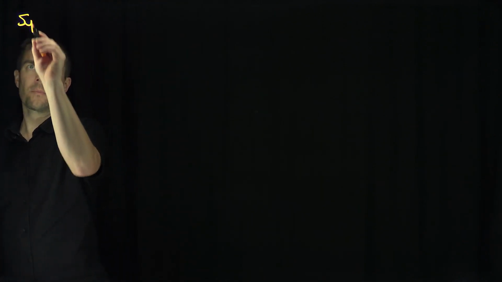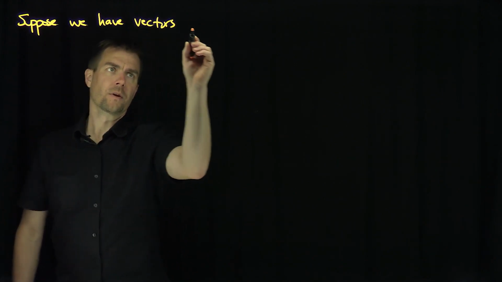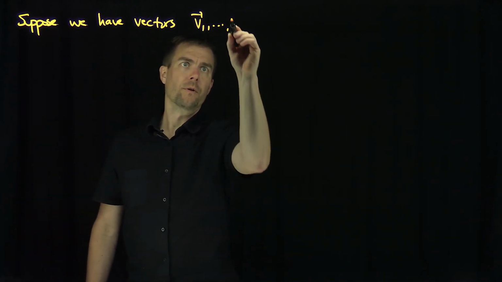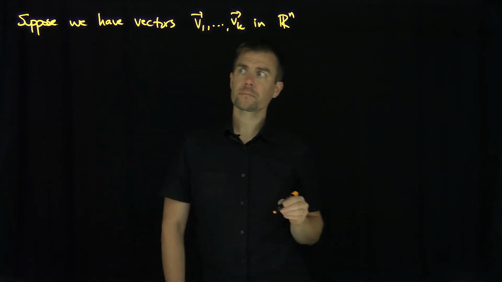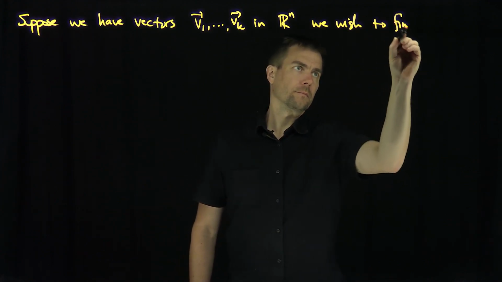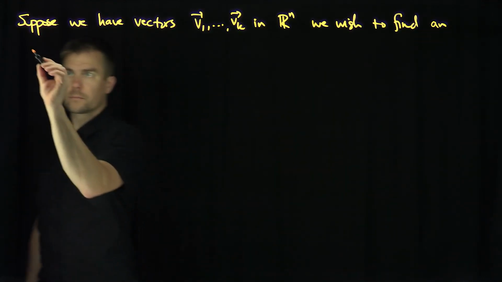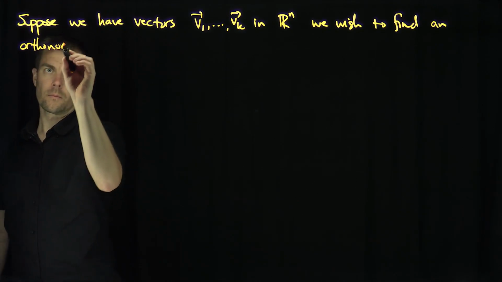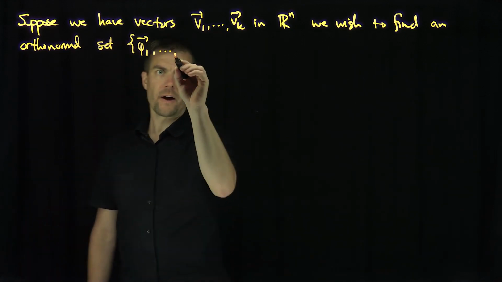Hello students, in this video we'll discuss the Gram-Schmidt procedure for orthogonalizing a set of vectors. Let's suppose we have vectors v1 through vk in Rn. I have k vectors in Rn, and we wish to find an orthonormal set phi 1 through phi k.